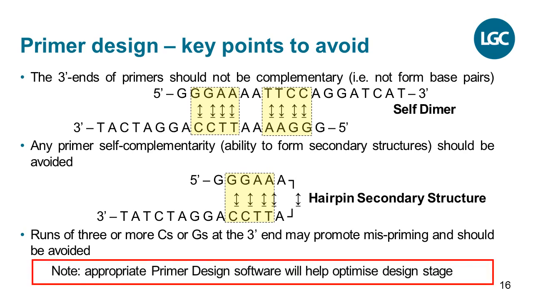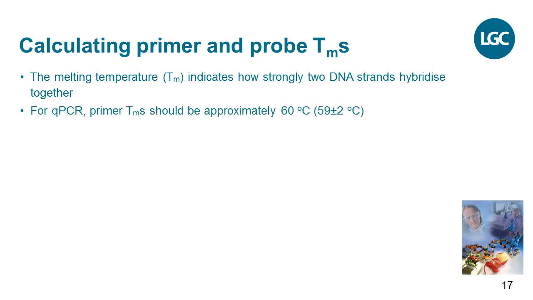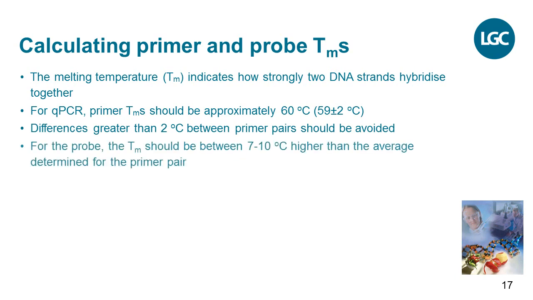may promote mispriming. The melting temperature provides an indication of how strongly two strands of DNA will hybridize together. For quantitative PCR primers, the melting temperatures should be approximately 60 degrees centigrade, i.e. 59 degrees centigrade plus or minus 2 degrees centigrade. For the probe, a melting temperature of between 7 to 10 degrees centigrade greater than that for the average of the primer pair is generally recommended.